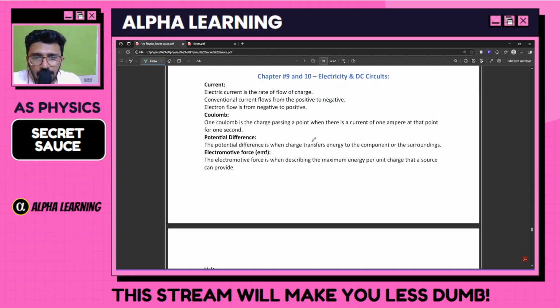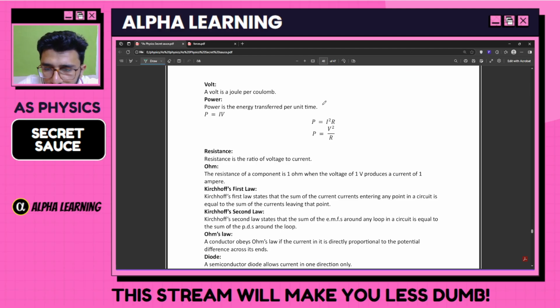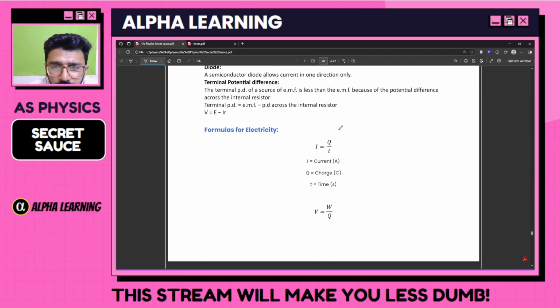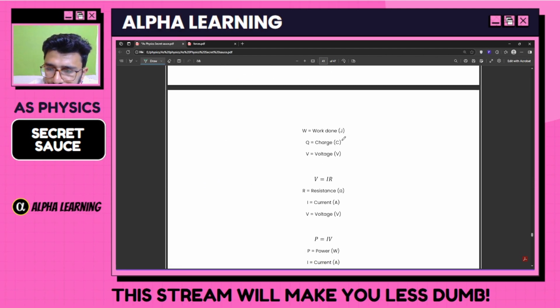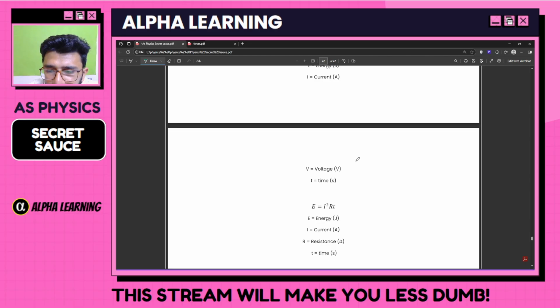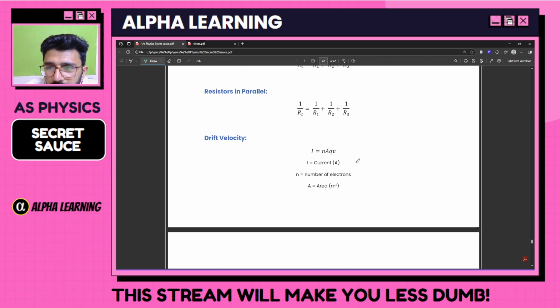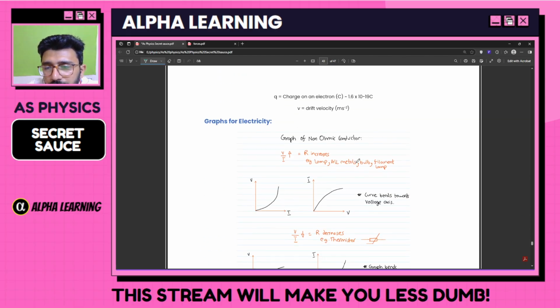Then you have some current key definitions, voltage, Kirchhoff's second law. You have all of them. You have the formulas as well. Now this is something that took me a while to get.